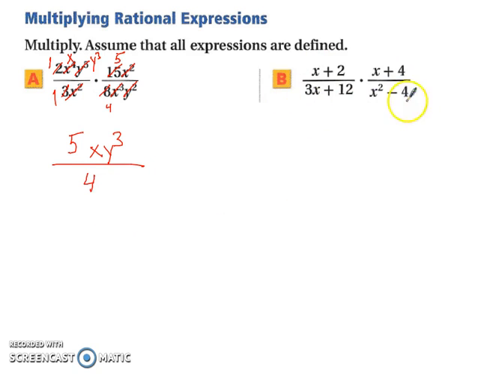Take a moment and try this next one on your own. When you return to the video, the answer will be revealed below.